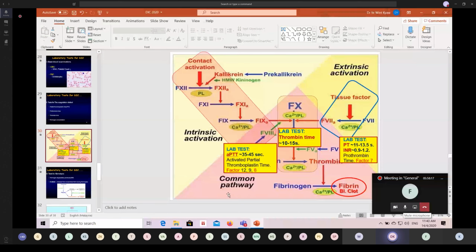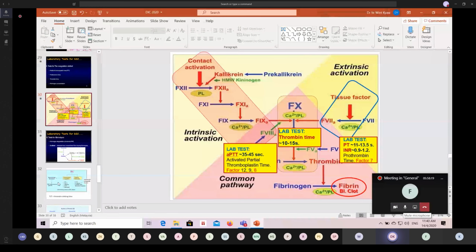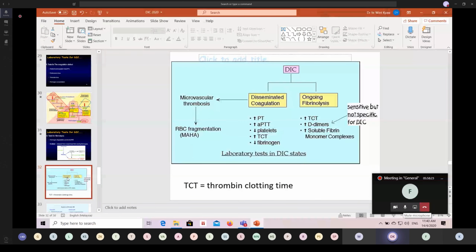TCD increase is not too critical. If you are confused, it's okay. You need to remember PT and APTT prolonged, platelet count reduced, fibrinogen reduced. This is quite easy to remember. Another one: D-dimer increased, soluble fibrin monomer complex increased. So here the fibrin degradation process is increased. After these lab tests, you can confirm DIC.